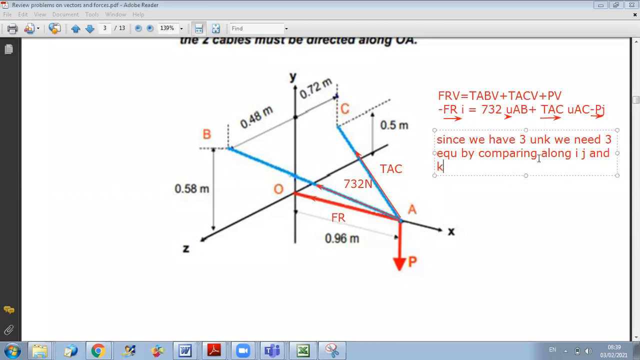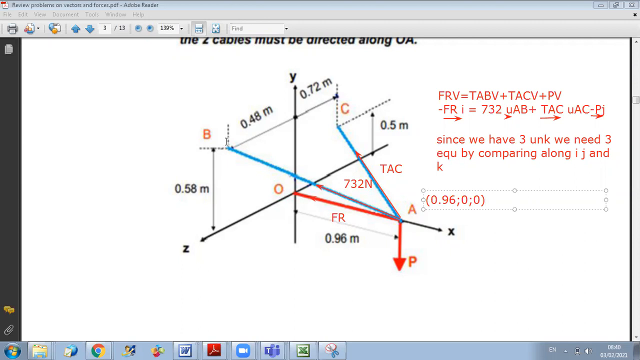Now, what is the next step to be able to compare along i, j, and k? I should find the unit vector of AB and the unit vector of AC. And as usual, to find a unit vector, it's very simple. The first step is to get the coordinates of points. So let us look at our figure. Point A is on the x-axis, so I can simply say that the coordinates of A are 0.96, 0, 0.